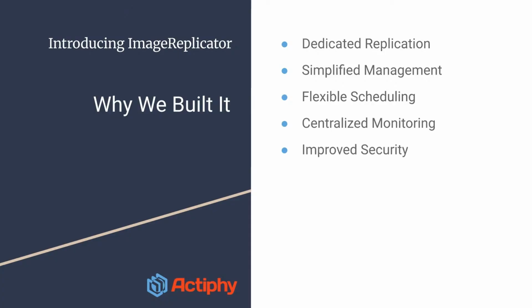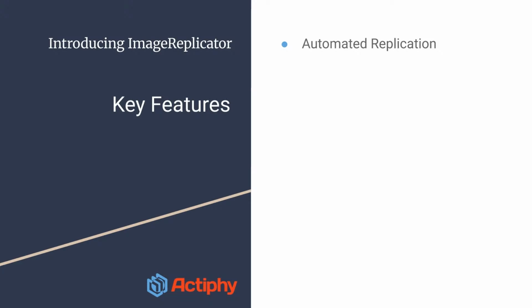Security was a key design factor. Features like user authentication, two-factor authentication, and support for immutable cloud storage help protect backup data against unauthorized access and ransomware. These capabilities make ImageReplicator more than a simple file copy tool. It's a secure, reliable replication solution.